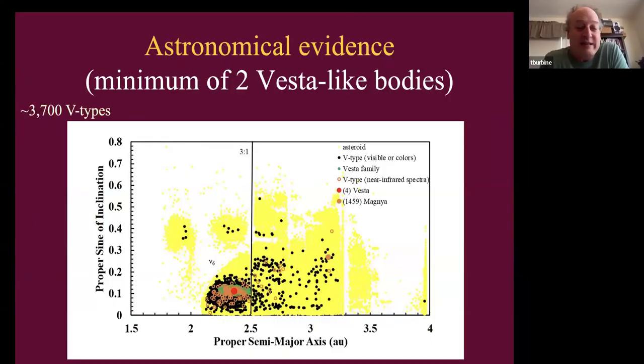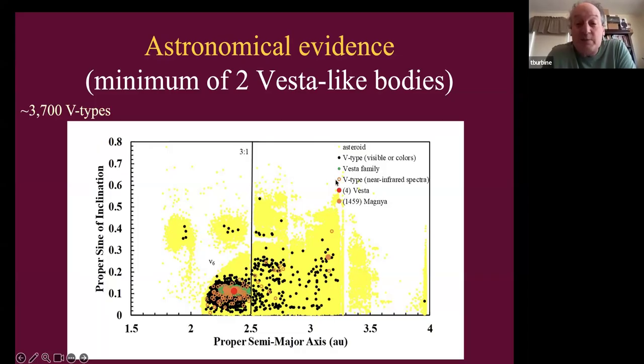The astronomical evidence is hard to determine. This is a plot I made. Yellow is all the asteroids. Anything that somebody labeled as a V type through some survey, there were lots of surveys, I gave a dot. Green are in what's called the Vesta family, so these have similar orbital elements to Vesta.